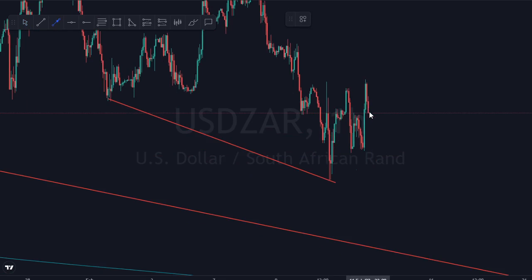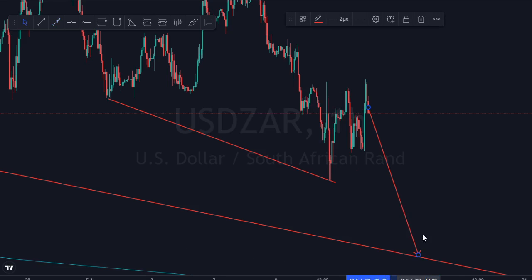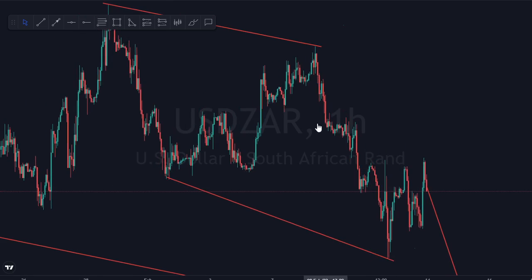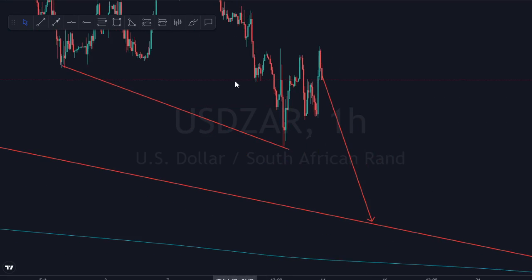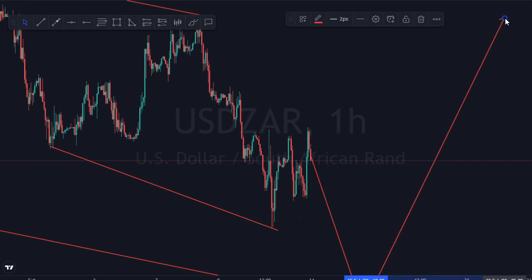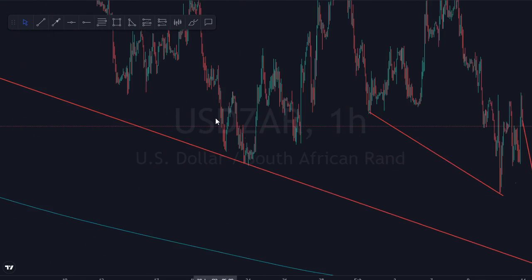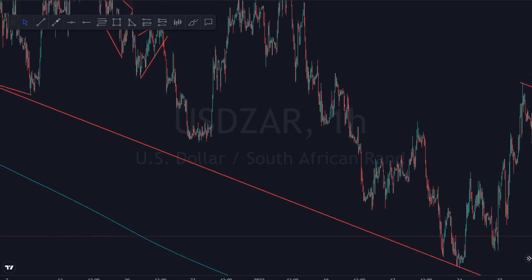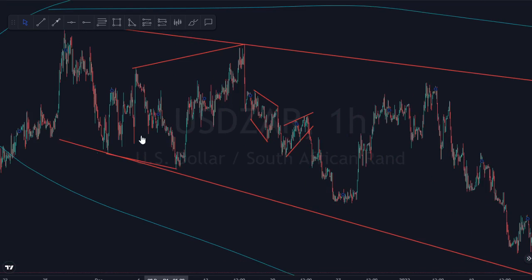So another thing is price might go to these lows, guys. Price might just go to the lows here, which means I'll also look for a buy at these lows. Why would I be looking for a buy at these lows? Okay, let me show you guys.